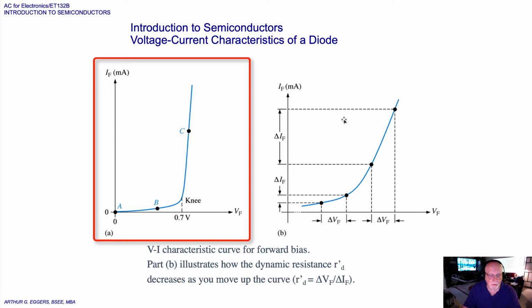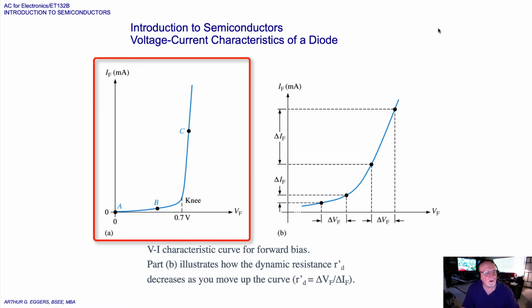The current I sub F typically is in milliamps as indicated on the graph. If we look at the 3 points A, B, C on the graph, point A corresponds to a zero bias condition, nothing's happening. Point B corresponds to the figure where the forward voltage is less than the potential of 7/10 of a volt, and point C corresponds to where the forward voltage is approximately equal to the potential voltage.